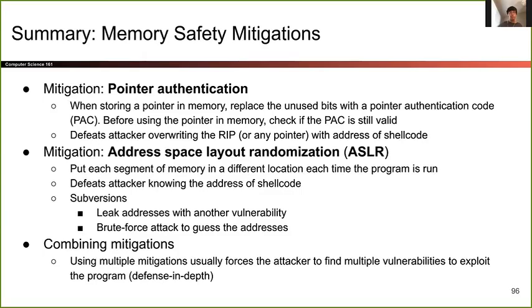And we talked about ASLR. Basically you shuffle all the different segments of memory around to make it hard for the attacker to know where their shellcode is placed. But you can break this by leaking addresses or, again, brute forcing the addresses. And finally, we talked about combining mitigations. We put together mitigations in order to force the attacker to find multiple vulnerabilities and just make the attacker's life a really difficult time.